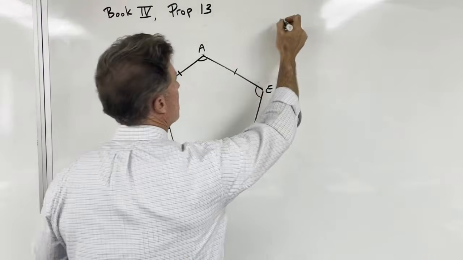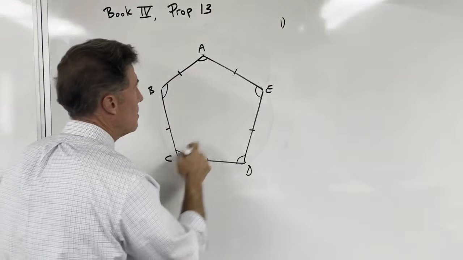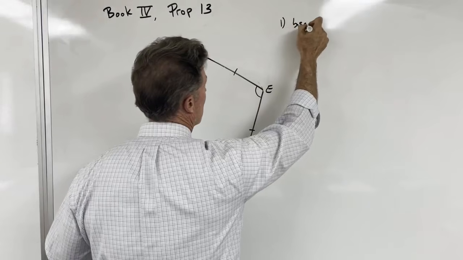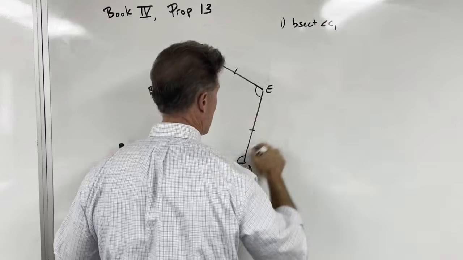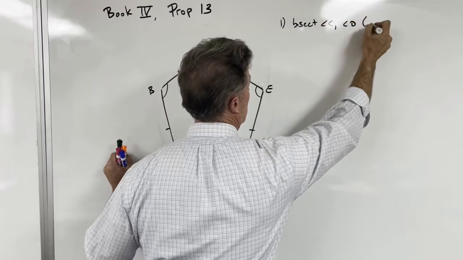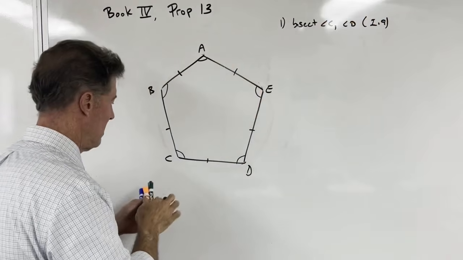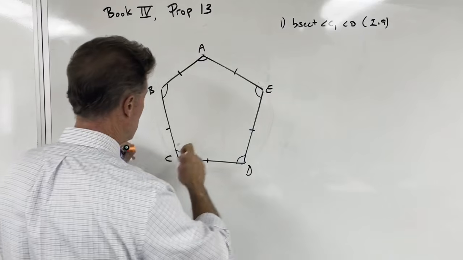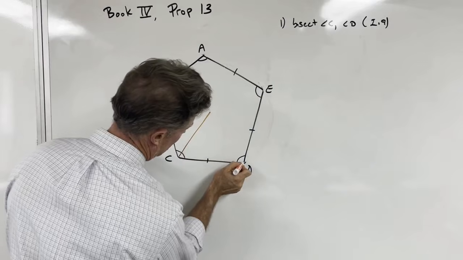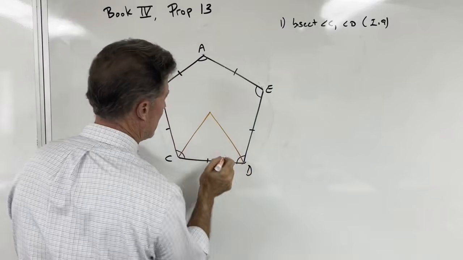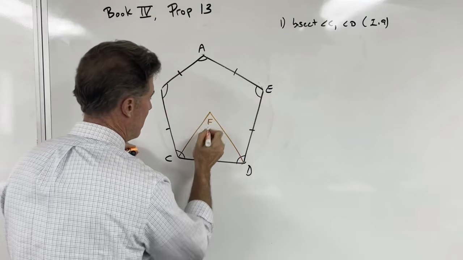So our first step for constructing a circle inscribed in this is we're going to bisect the angle at C and the angle at D. We can do that with Book 1, Prop 9. So let's do that. Let's bisect this angle and extend it. We'll bisect this angle and extend it. And the point where they intersect, we'll call that F.